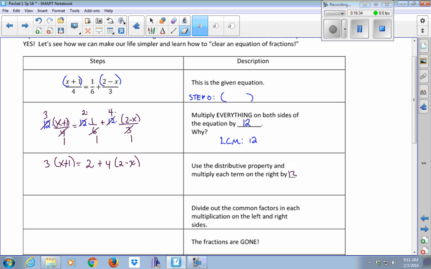So notice you have become the master manipulator here. You've chosen a number that each one of these denominators divides into evenly, because that number is a multiple of each of these.